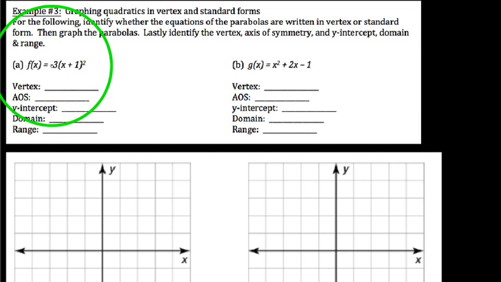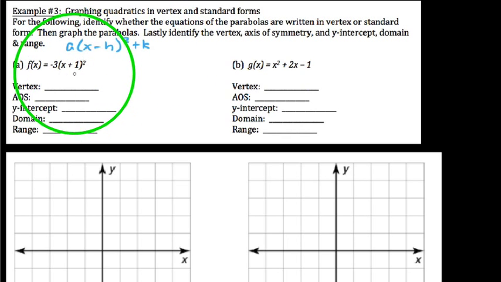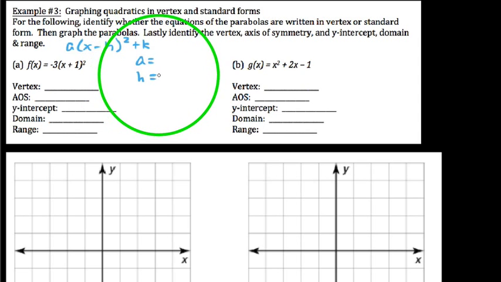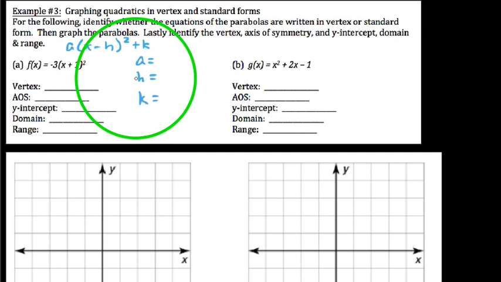It says, let's graph this f of x. And I noticed that instantly here, this is written in what we call vertex form. Remember that vertex form is this a times a quantity squared, x minus h, plus this k value here. So the first thing I want to do before we do anything is identify the values for a, h, and k. These are key values in determining characteristics of this parabola that we're going to sketch.